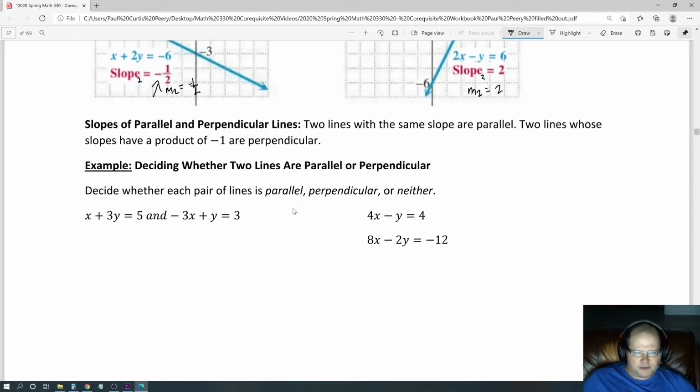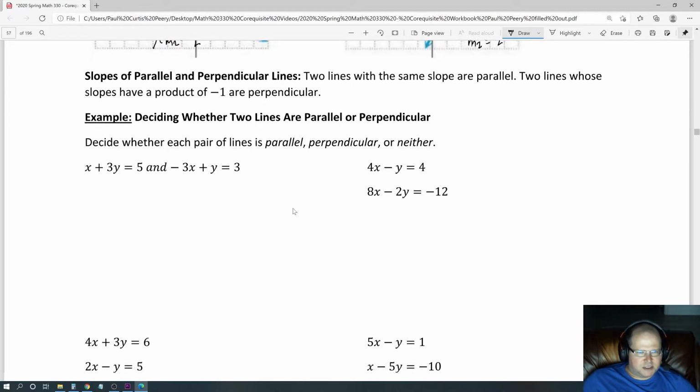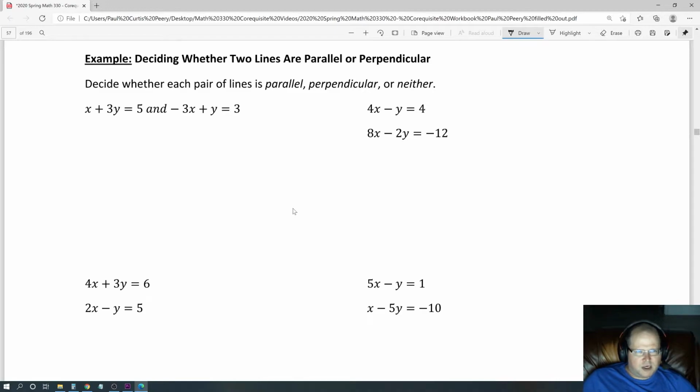Slopes of parallel and perpendicular lines. You just have to memorize these definitions. Decide whether each pair of lines is parallel, perpendicular, or neither. Now, the problem is that most of the time they're not going to give you the slopes. Parallel and perpendicular definitions depend on the slope of the equations, so the first step is to find the slope of the equations. Until you have the slopes, you can't determine whether they're the same or whether the product is equal to negative 1. So first step, determine the slope.